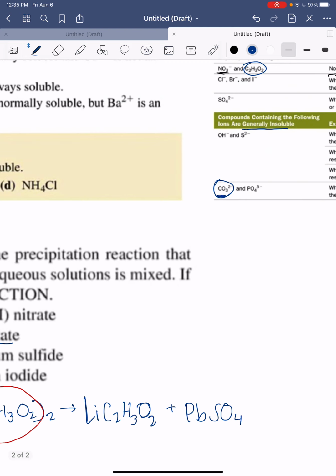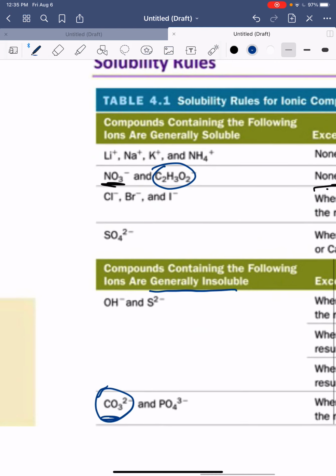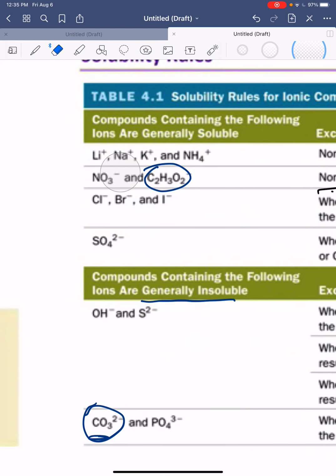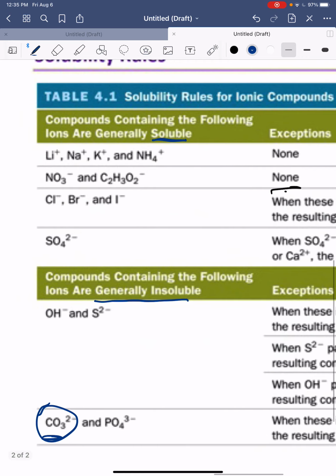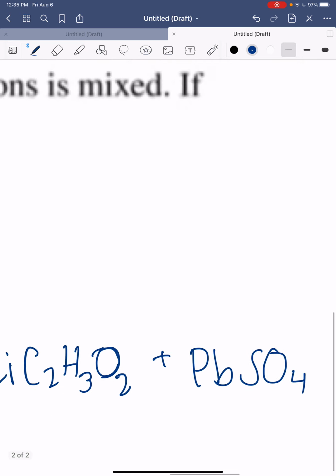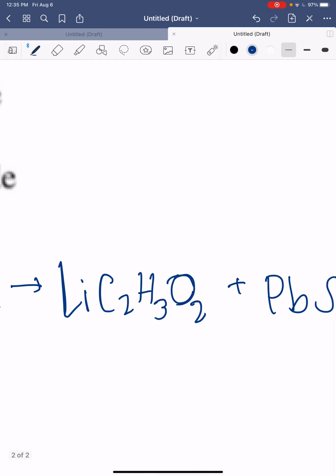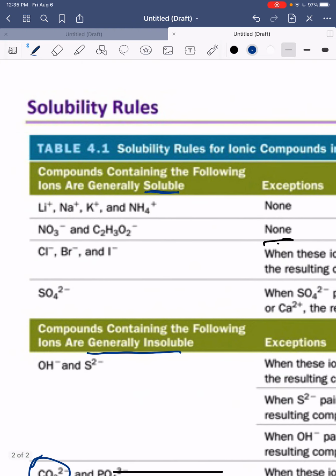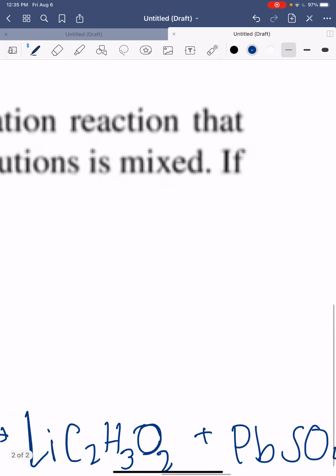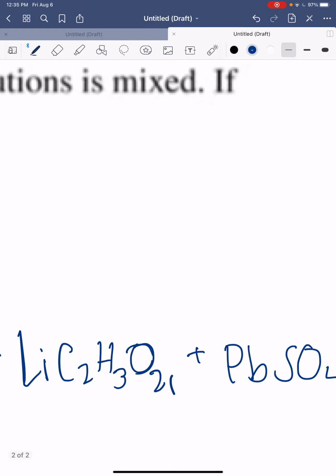Let's look at our solubility chart. Acetate, like I circled, is normally soluble. What are the exceptions? If acetate is paired with lithium, like in this case, what are our exceptions? None. That means that it is pretty much going to be soluble in any case. What's the state? It's aqueous. It's not solid because no precipitate is formed because it's soluble.